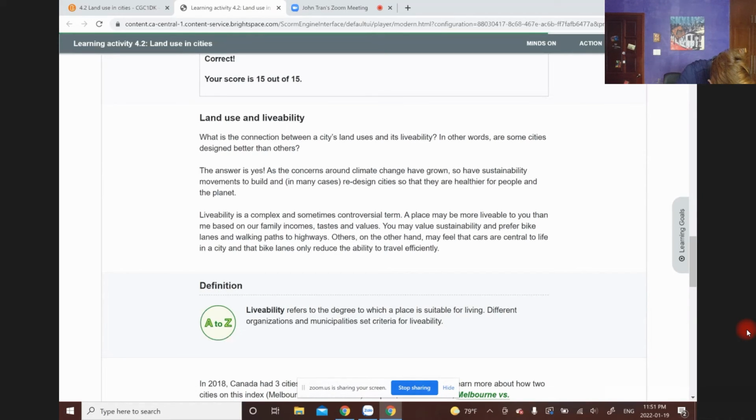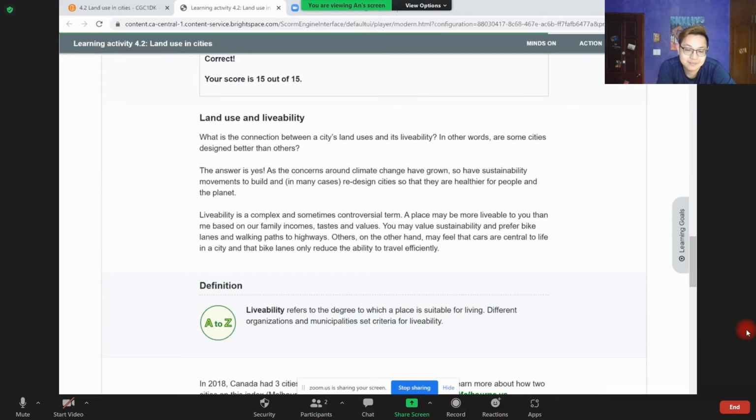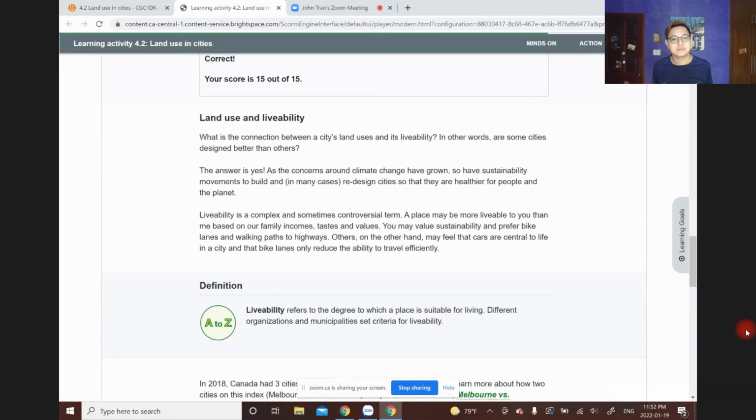Livability is a complex, sometimes controversial term. A place may be more livable to you than me based on our family incomes, taste, and values. You may value sustainability and prefer bike lanes and walking paths to highways. Others, on the other hand, may feel that cars are central to life in a city, and that bike lanes only really reduce the ability to travel efficiently.